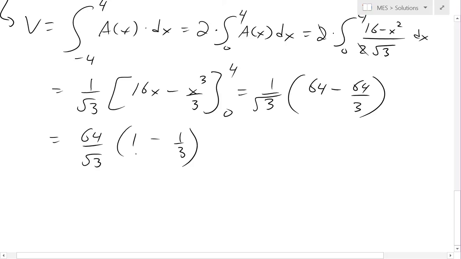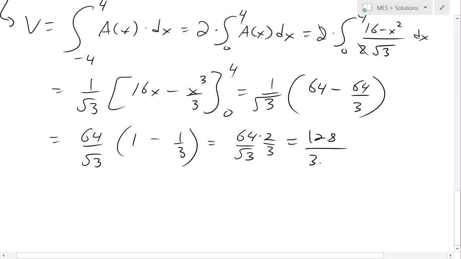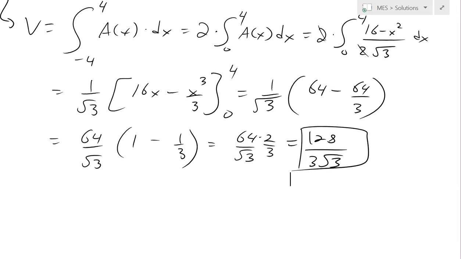Or you can consider it as 3 over 3 minus 1 over 3. That just equals 64 times 2 thirds, and there's a square root of 3 right there. And again, 2 times 64, that's just 128, divided by 3 square root 3. And so there is our volume of the wedge between the cylinder.